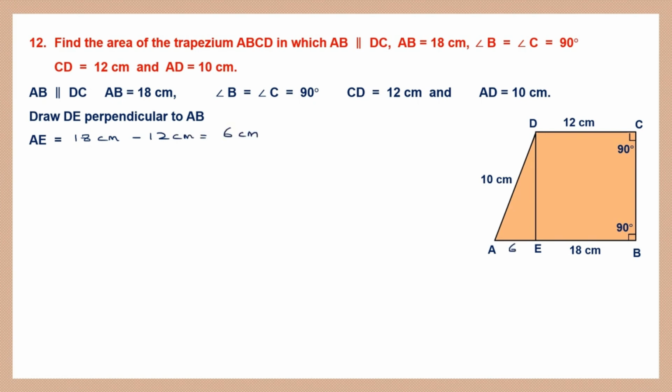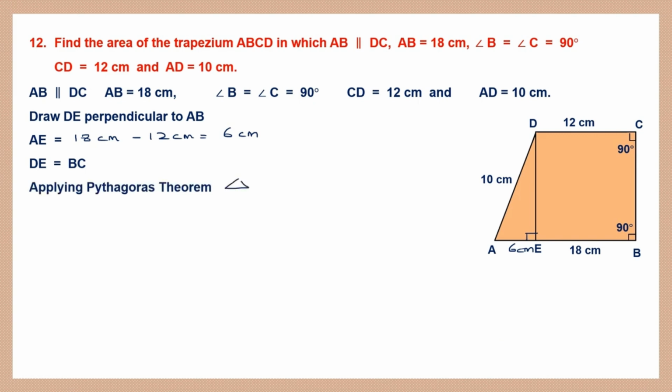So now we've got 6 centimeters here. And can you see this is a 90-degree angle here. Now we can use the Pythagoras theorem because we have two sides, so we can find the third side. What does the Pythagoras theorem state? That the square of the hypotenuse is equal to the sum of the squares of the other two sides, and AD is the hypotenuse because it is opposite the right angle. Let's apply the Pythagoras theorem in this triangle.